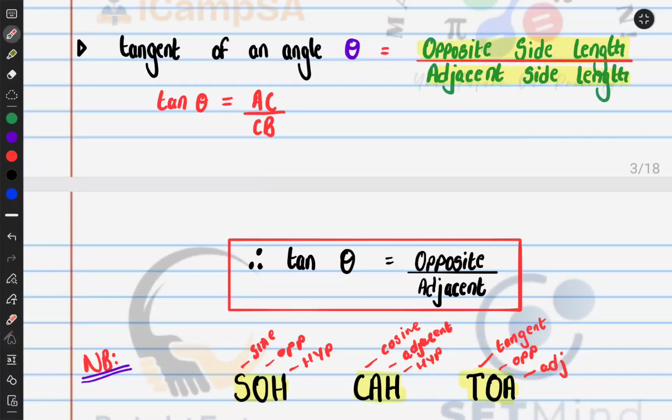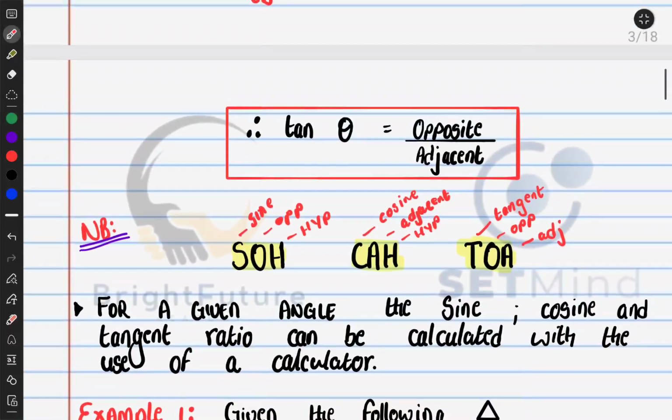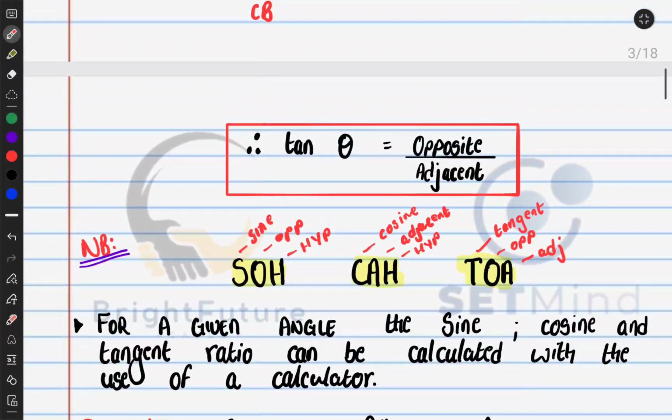So you should memorize this, just in case you forgot in the exam, which ratios are we looking at and which sides are we dealing with when we are dealing with the cosine of an angle. This will help you to memorize that. So it's SOHCAHTOA.